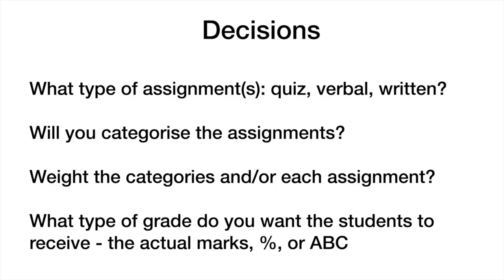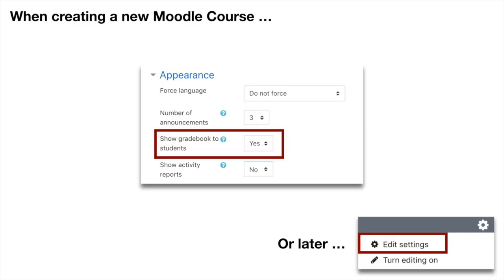Do you need to weight each category, or indeed do you need to weight each assignment, depending on its difficulty? And then finally, you need to figure out what type of grade you want the students to see when they get their results revealed to them. Is it the actual marks, so 79 out of 100, for example, or do you want a percentage shown, or indeed do you want something like A plus, B plus, C minus to be revealed as well? So those are the decisions you need to make in good time and before you start playing with Gradebook. So let's see how we do it.